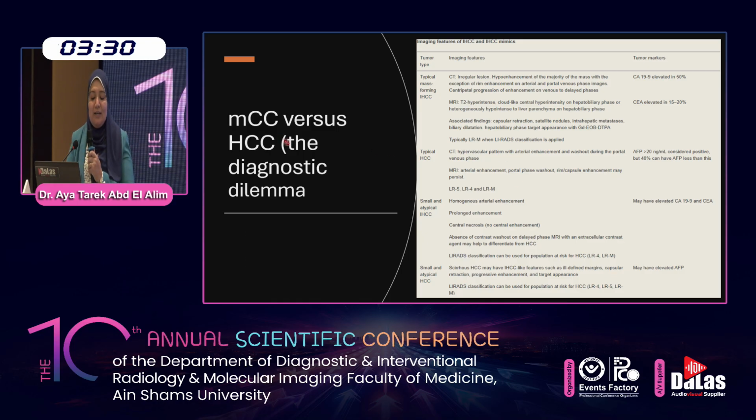The diagnostic dilemma: HCC versus mass-forming cholangiocarcinoma. There is a typical form, as we said, and an atypical form. The difficulty is in differentiating the atypical form, because it lacks the fibrous stroma, so it will look like HCC. What we depend on is alpha-fetoprotein, tumor markers, the growth pattern, and we can do histopathology.